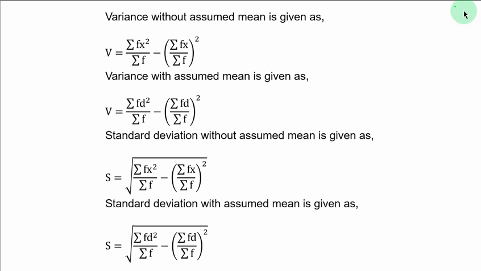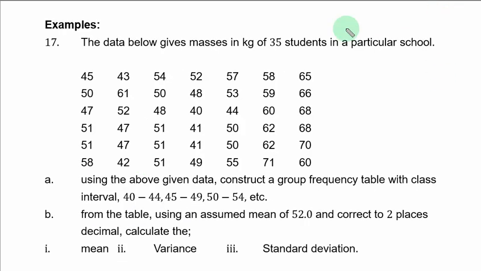In our previous lesson, we have explained mean deviation, variance, and standard deviation, but we want to take another version of the formulas for variance and standard deviation. With that assumed mean, you can obtain the variance using this formula. This formula is directly from the first one when it is expanded. With assumed mean, you have variance in this form, while standard deviation is the positive square root of the variance. So with that assumed mean, you have this formula for standard deviation.